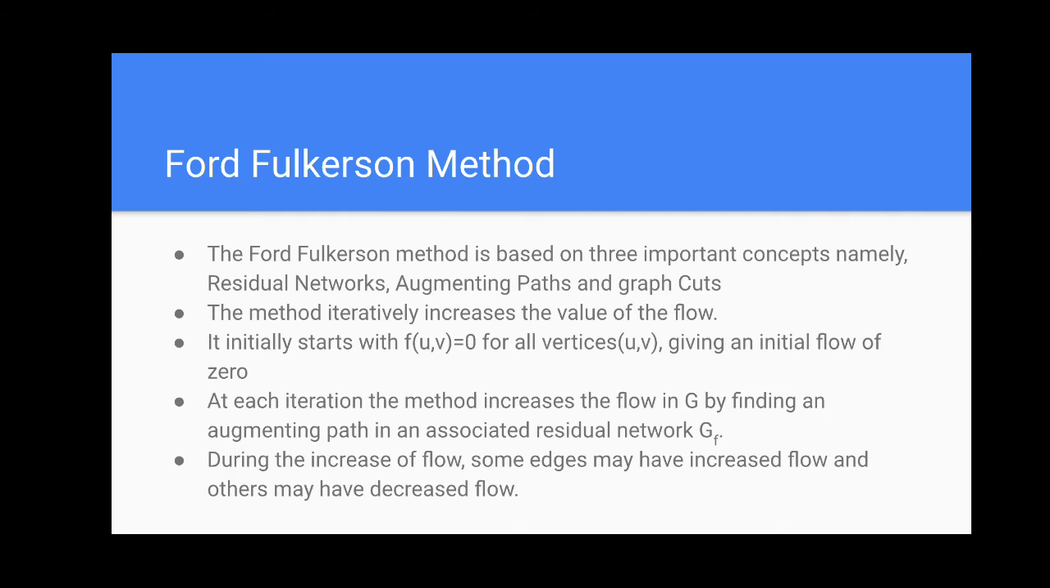It initially starts with a flow value of 0 for all the edges, that is, with an initial flow of 0. At each iteration, the method increases the flow in the flow network G by finding an augmenting path in an associated residual network Gf. During the increase of flow, some of the edges may have increased flow and others may also have a decreased flow.